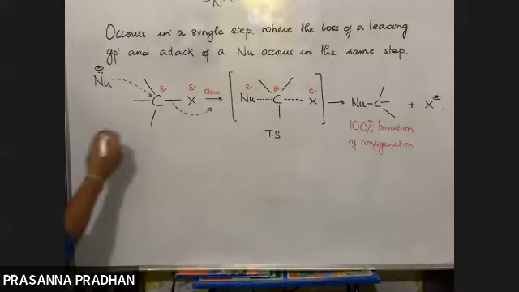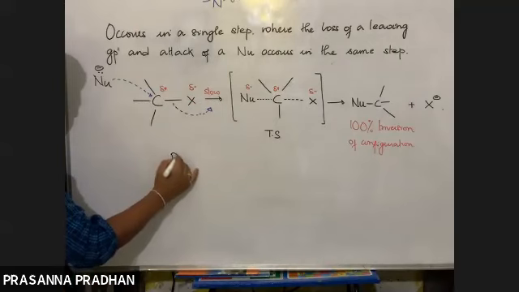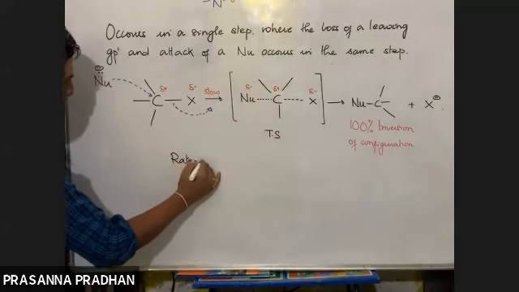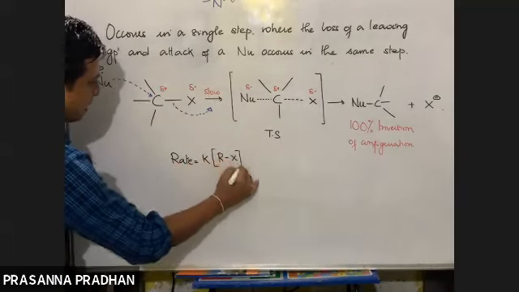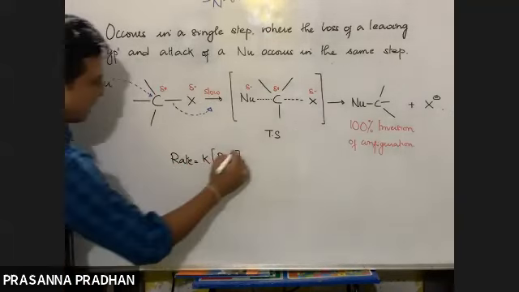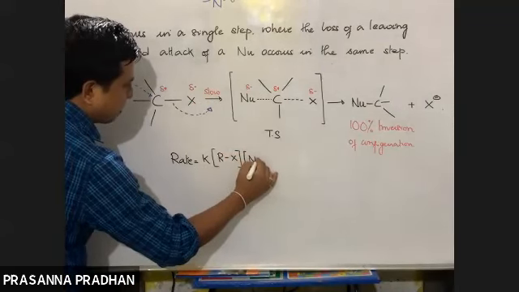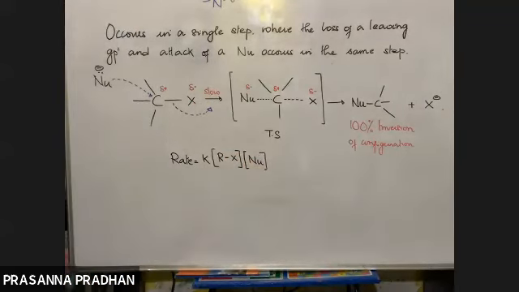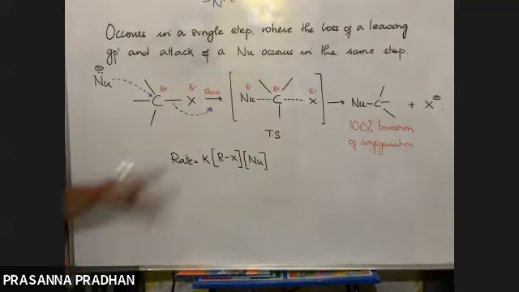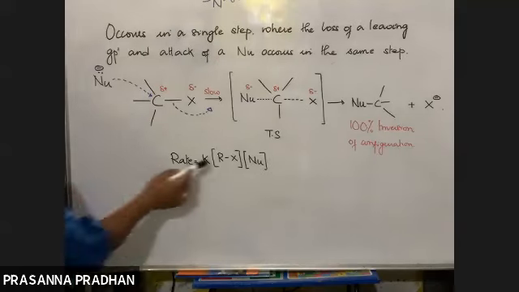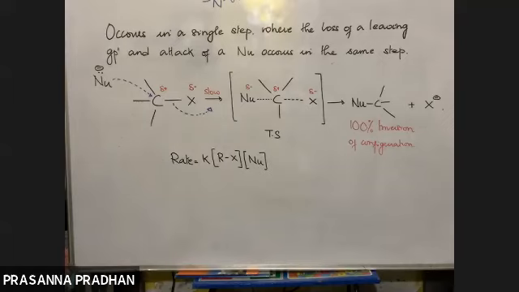Since two molecules are involved here, what are the two molecules involved? The alkyl halide. And what is the other reactant? The nucleophile is also involved. So since two molecules are involved in the rate determining step, we say it is a bimolecular reaction. SN2: 2 stands for bimolecular.